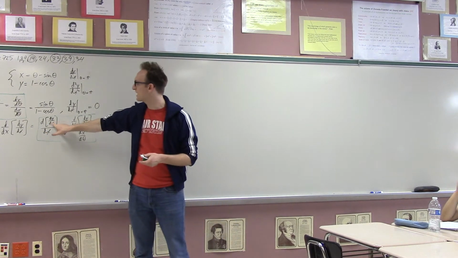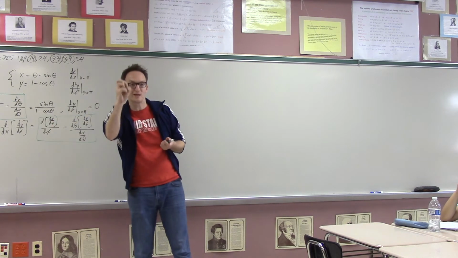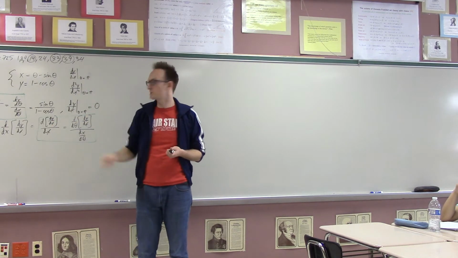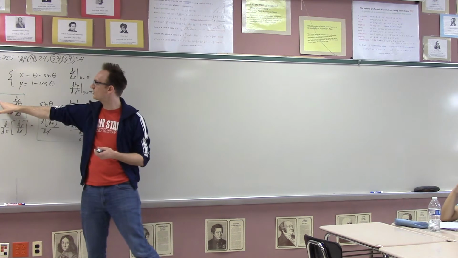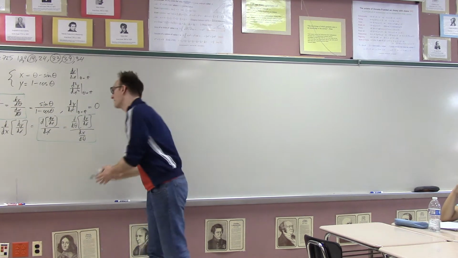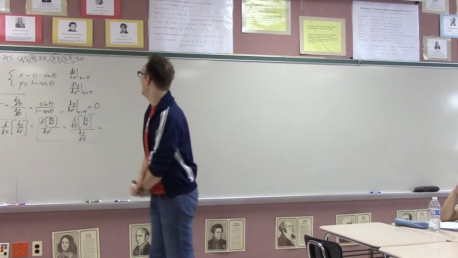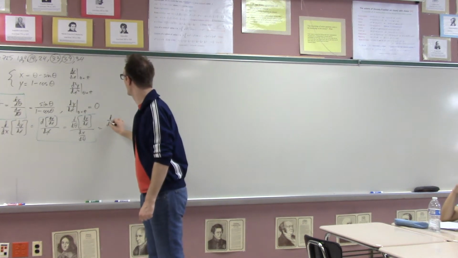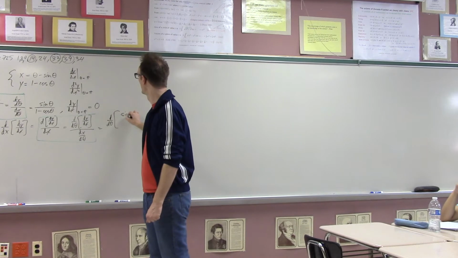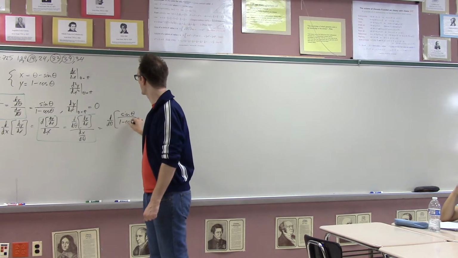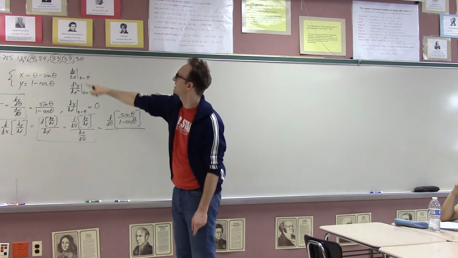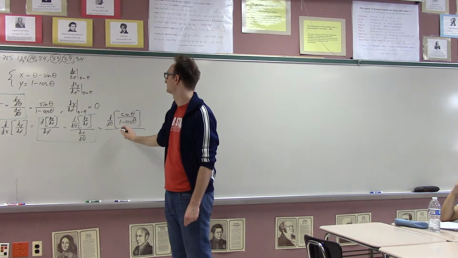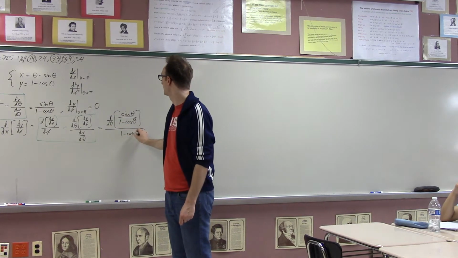As soon as you understand that dy dx is itself an expression which depends on theta, it's operating in the same role as y is. Anyway, now we do it. What is the derivative of dy dx? Well, I simply need to take the derivative of sine theta over 1 minus cosine theta, and on the bottom I need to do dx d theta, which I already did. It's 1 minus cosine theta.